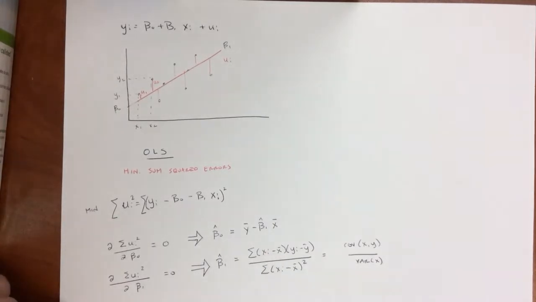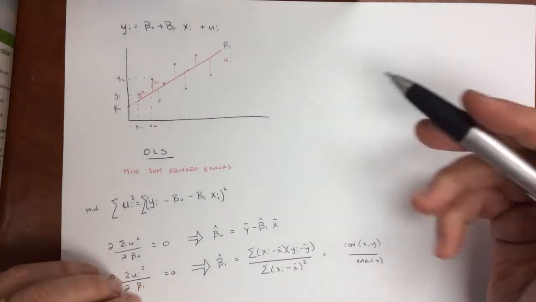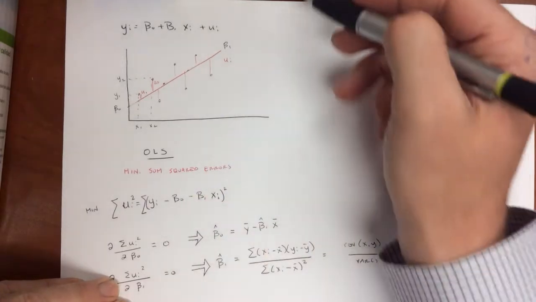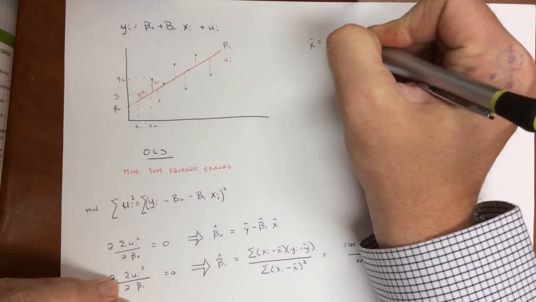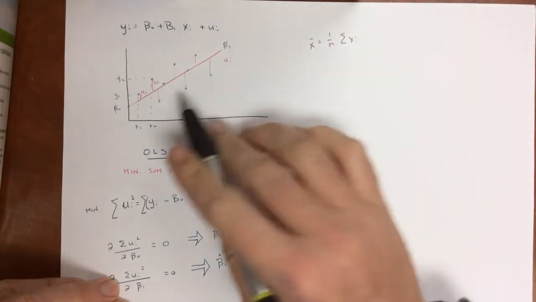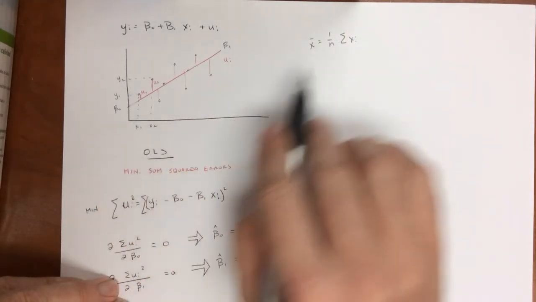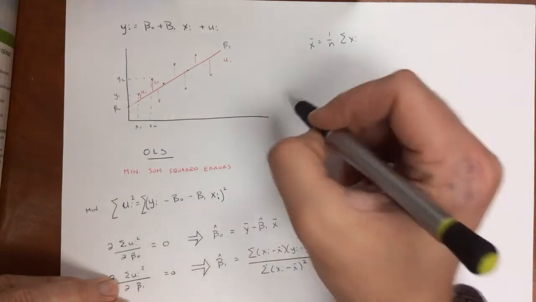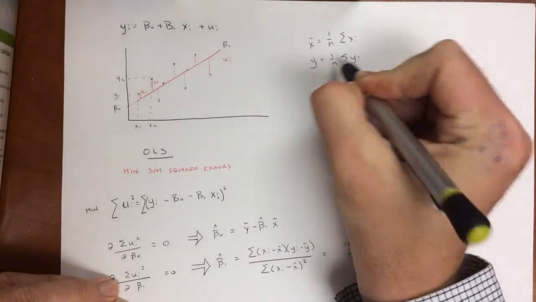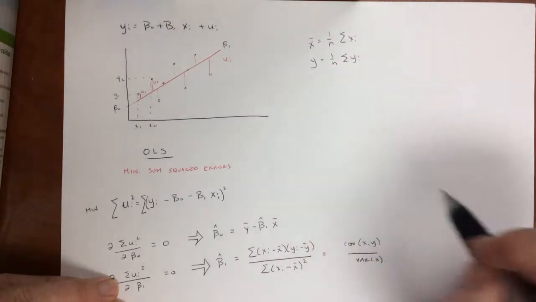So now the question is, how do I actually go about using this to find the estimates from the data? Well, for all the x's, I can find the average x. So x bar is equal to 1 over n times the summation of xi. I add up all of my xi's and divide by n. Y bar is similar. I add up all my yi's and divide by n. So that's how I get x bar and y bar.